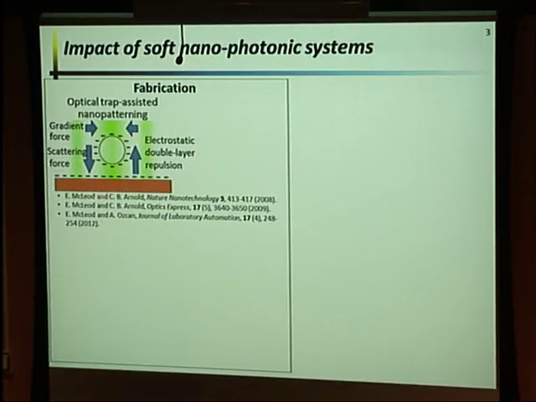So soft nanophotonic systems have already had impact in a number of different areas. I want to choose a few examples from my previous work, either as a PhD student or as a postdoc. One of the main areas of impact that I particularly have worked in is fabrication. This is one example, a nanopatterning example, where we were trying to create very small features on a surface.